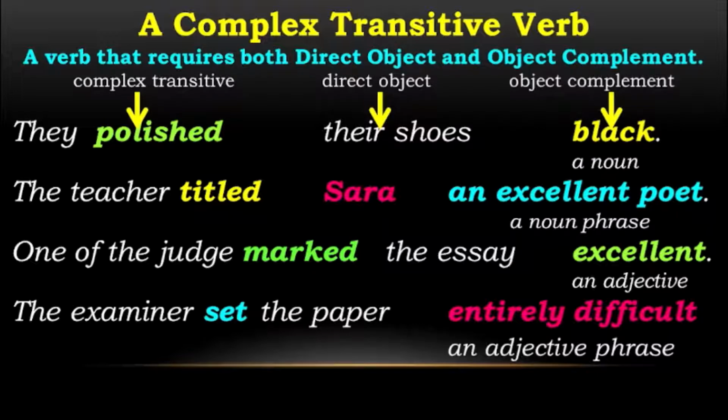So this is very important. They polish their shoes black. Black is a noun. The teacher titled Sarah an excellent poet, a noun phrase. The judge marked the essay excellent. Excellent is an adjective. The examiner said the paper entirely difficult, an adjective phrase, a predicate adjective phrase. Okay, it's clear?